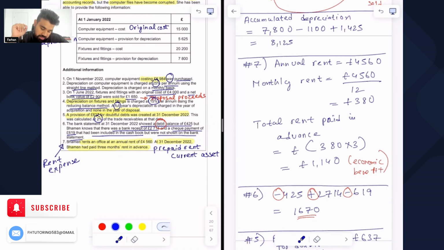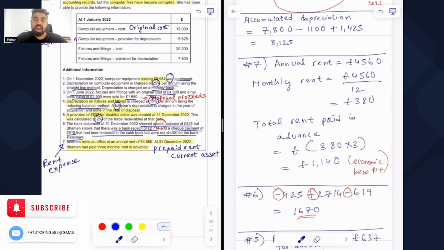So what we have done here, we know that the annual rent is £4,560. We calculated the monthly rent, assuming that the rent is evenly distributed, which is the case everywhere. So £4,560 being the annual rent divided by 12 months gives us the monthly rent of £380. Now, we want to find the value of the rent that we have paid in advance, which is simply multiplying £380 with 3 because we have paid for 3 months in advance, and that means that £1,140 of rent has been paid in advance, which is what we call a prepaid rent and which is what falls under the category of a current asset.